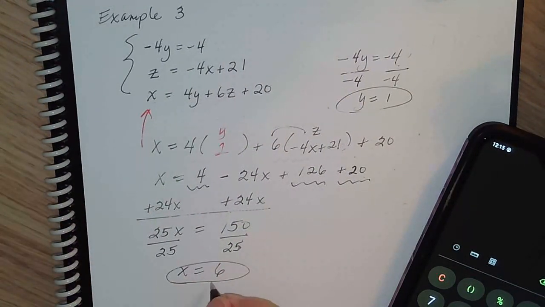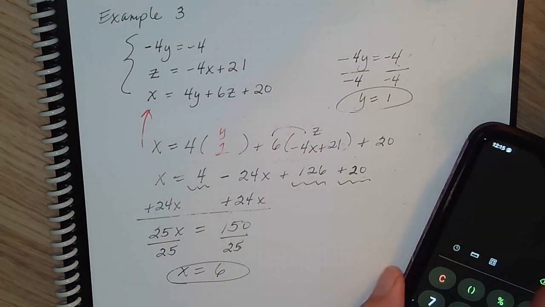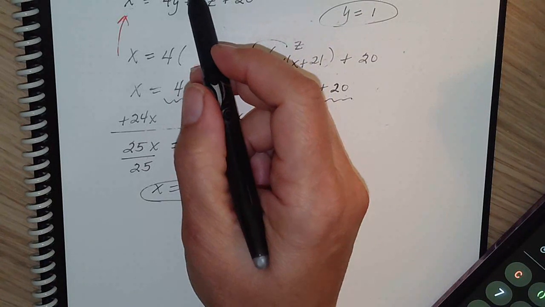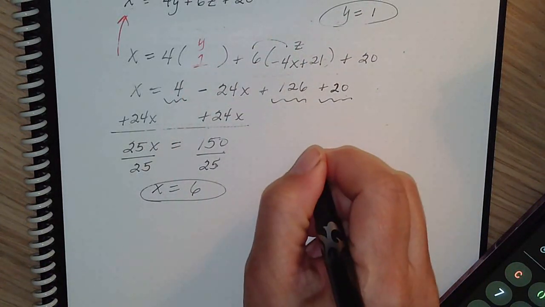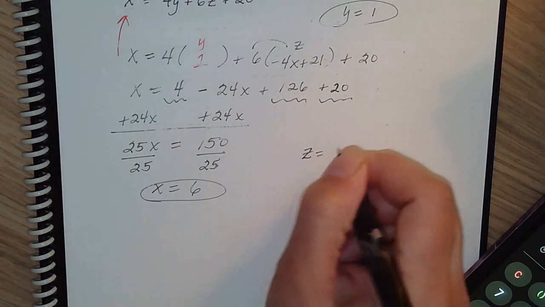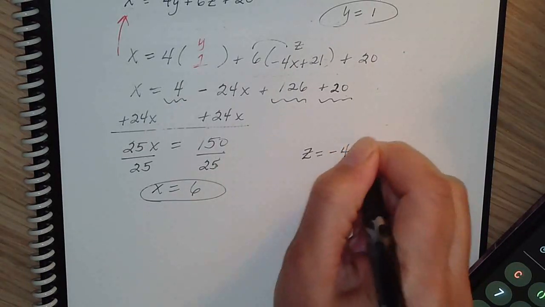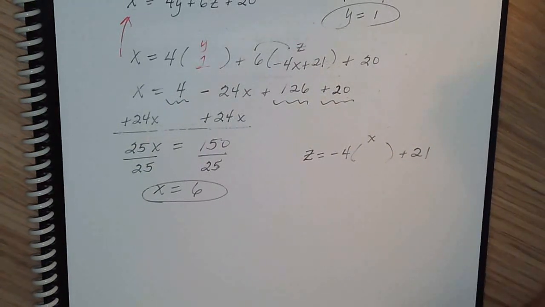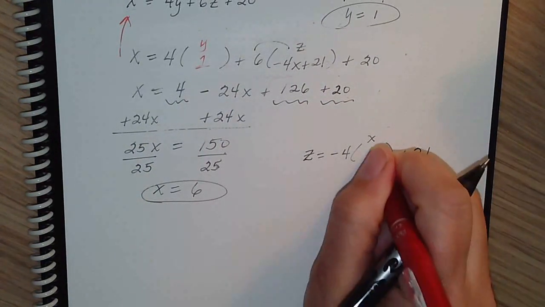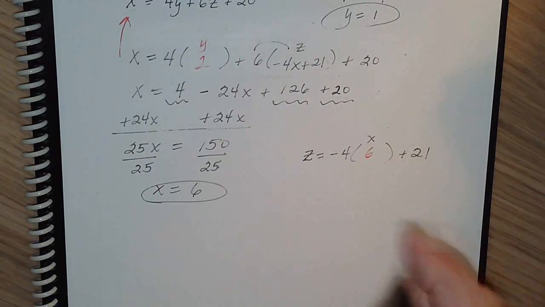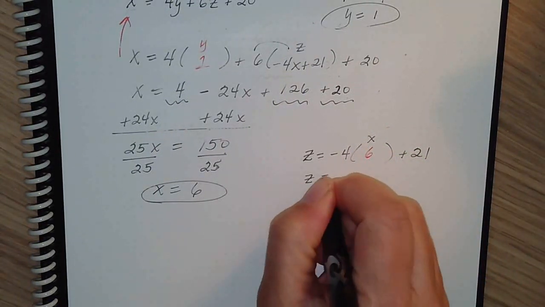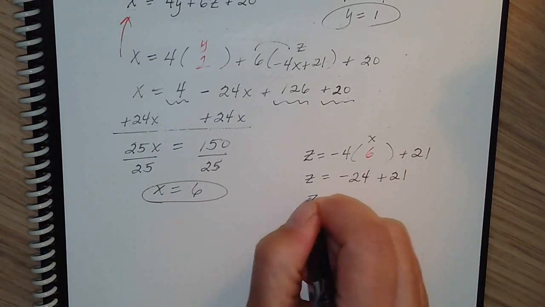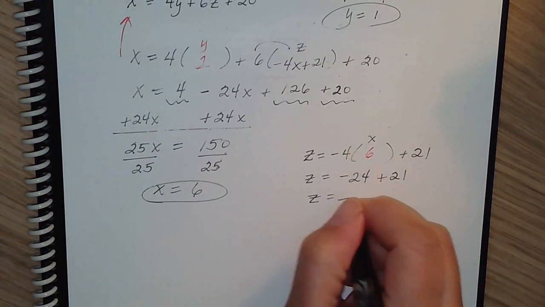So now I have x and I have y. And I can find z by putting x here. So I will go to my z equation and substitute for x now that I have a value. X we found it is 6. So z must be negative 24 plus 21. Z is negative 3.